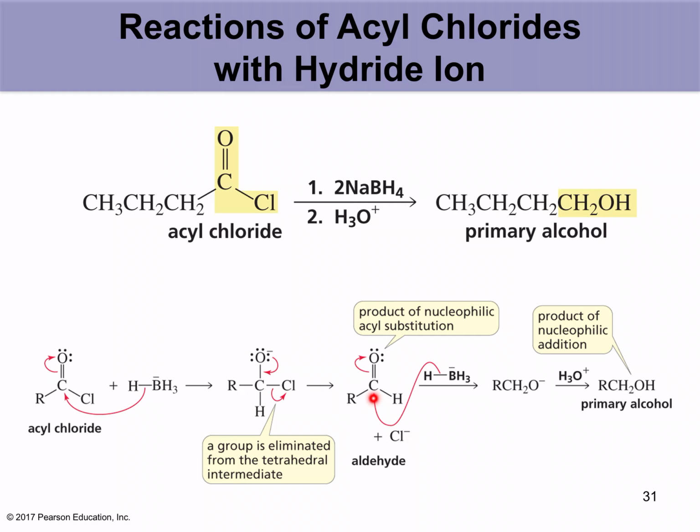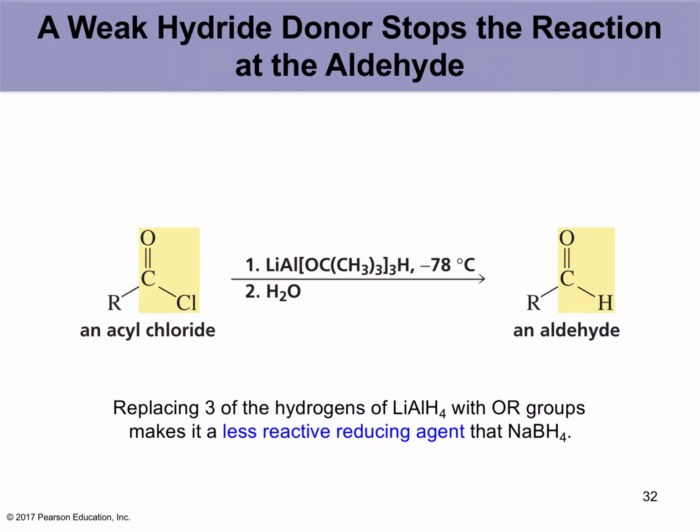Now we know aldehydes react with sodium borohydride, similar to the last slide that we saw. So you would not stop here when you use sodium borohydride. The second addition of hydride takes place. It attacks the carbon, opens up the bond, forms the intermediate, and when you add the acid, it gives you a primary alcohol. So the acyl chloride will give you a primary alcohol. Ester will also do the same. A weak hydride donor stops the reaction at the aldehyde.